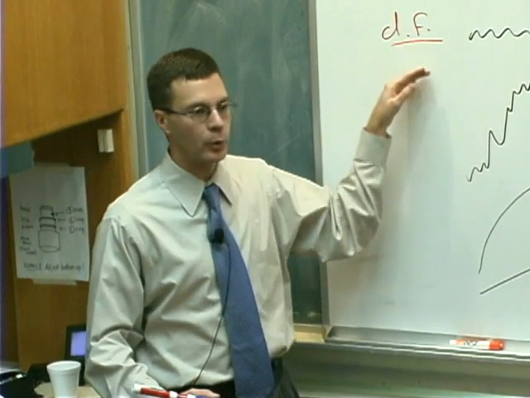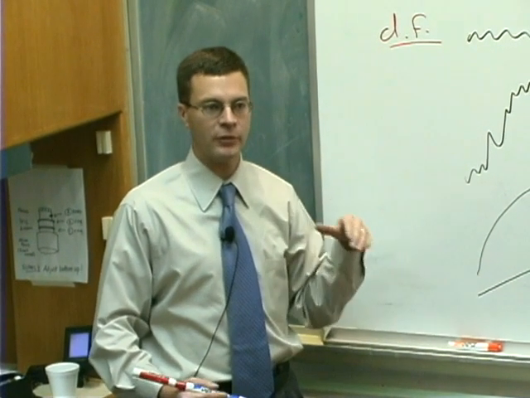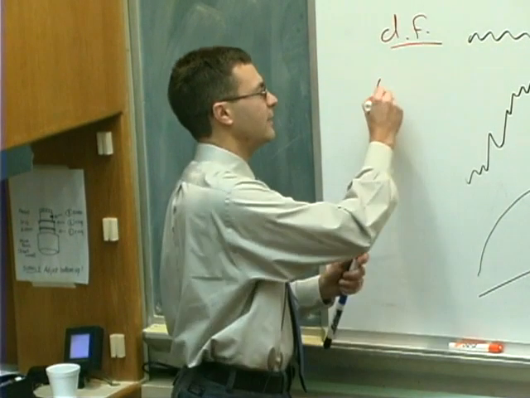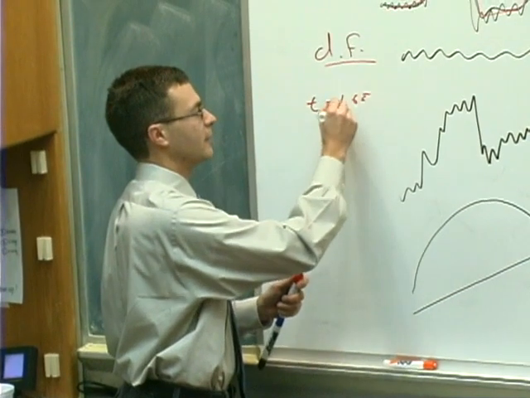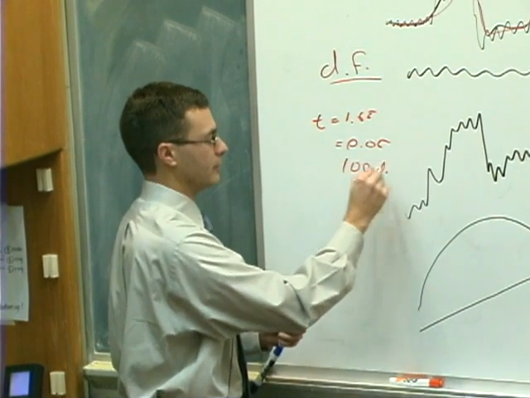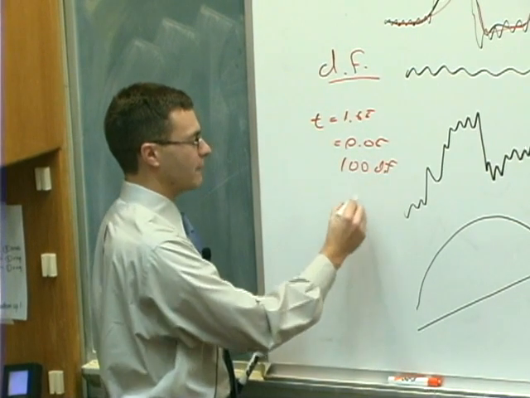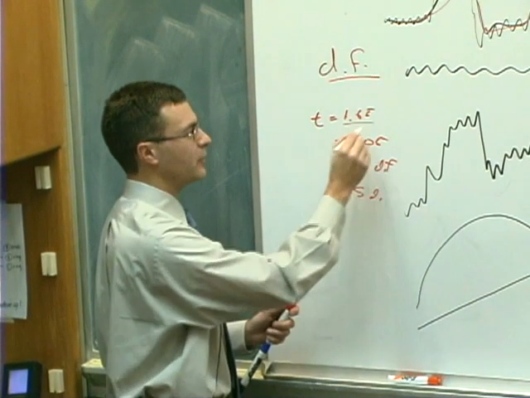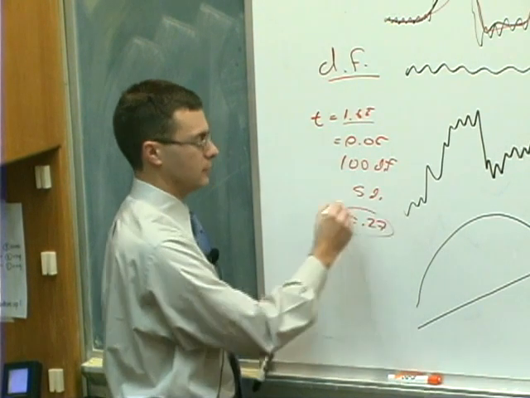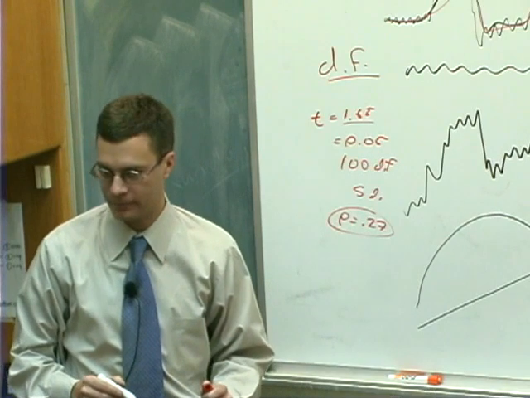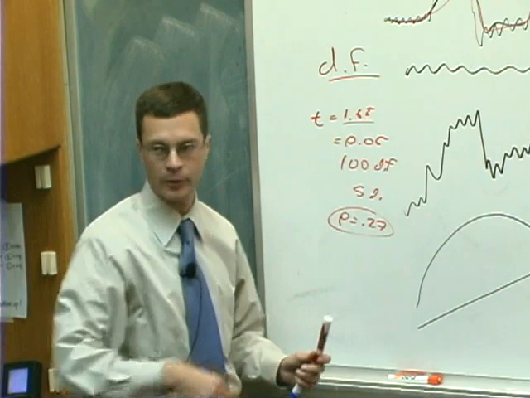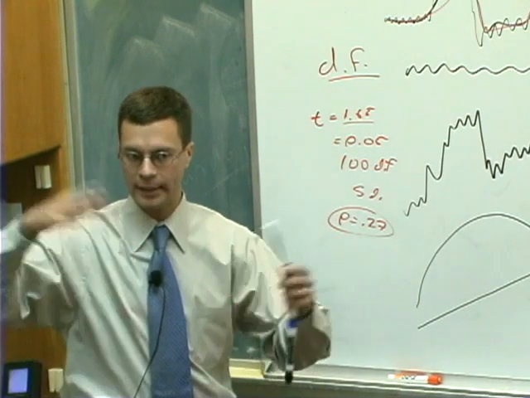Well, the fewer degrees of freedom you have, the less significant your statistical test is. So a t-value of 1.65 is equal to a p of 0.05 if you have 100 degrees of freedom. But if you only have 5 degrees of freedom, that same t of 1.65 is now equal to a p of 0.27, much, much less significant. So the more degrees of freedom you have, the more significant your statistical results are, which is why you don't want to willy-nilly spend them.